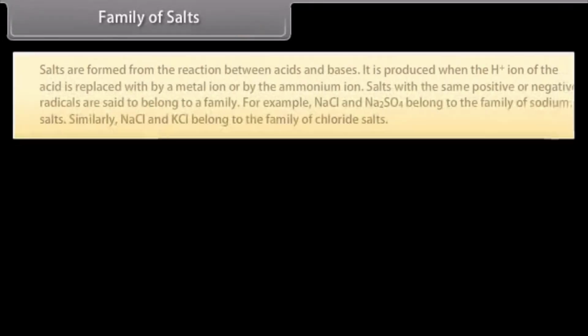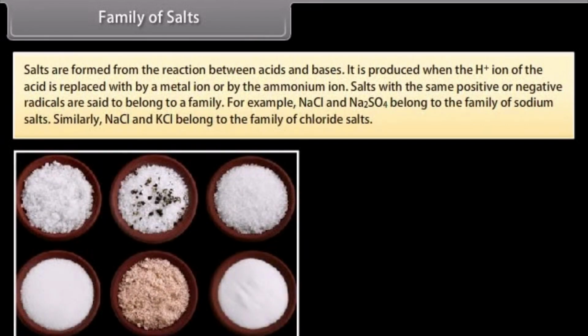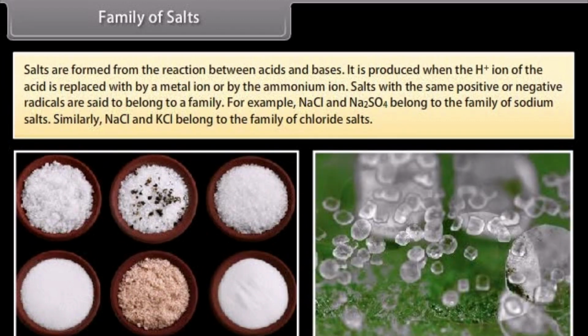Family of salts. Salts are formed from the reaction between acids and bases. A salt is produced when the H+ ion of the acid is replaced by a metal ion or by the aluminum ion or by the ammonium ion. Salts with the same positive or negative radicals are said to belong to a family. For example, NaCl and Na2SO4 belong to the family of sodium salts. Similarly, NaCl and KCl belong to the family of chloride salts.